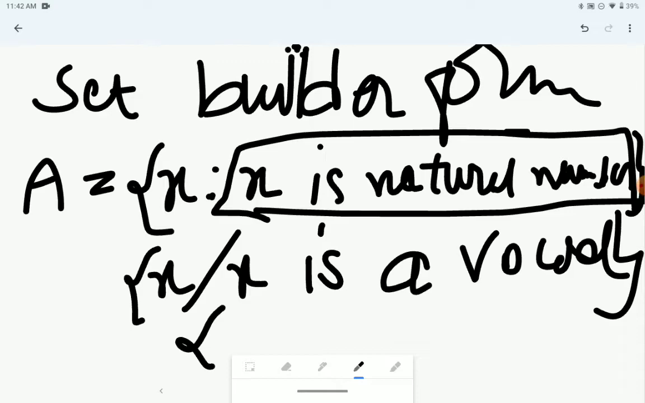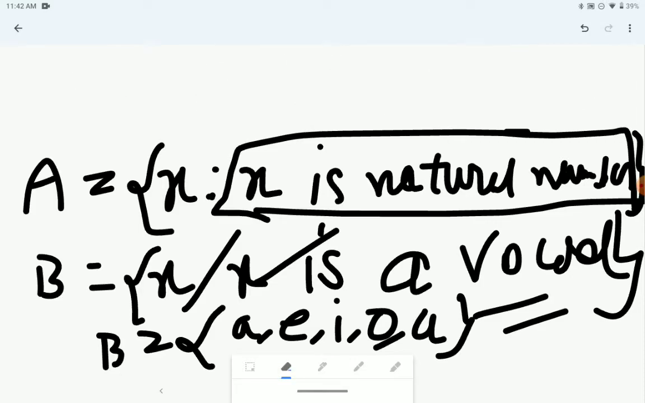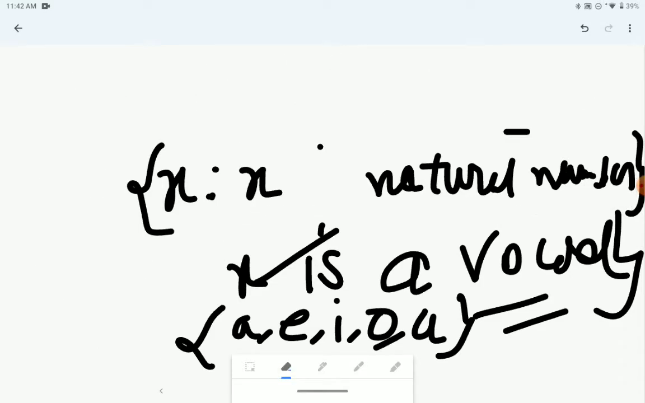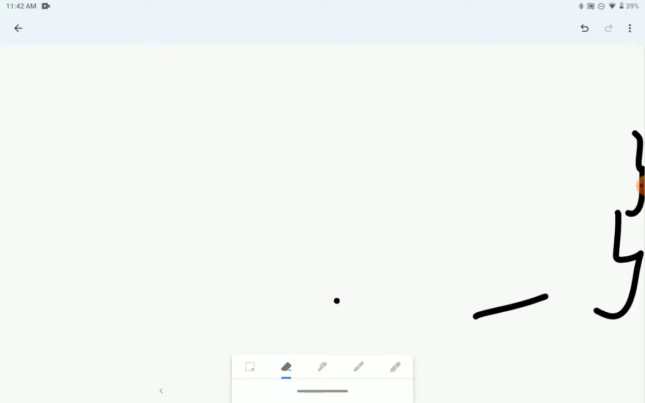Like A, what are the alphabets? A, E, I, O, U. So this is the set. No, this is roster form. This is set builder form. That's the difference. Everything else remains the same. Here we can use some symbols and write set builder form with the rule enclosed between two brackets.